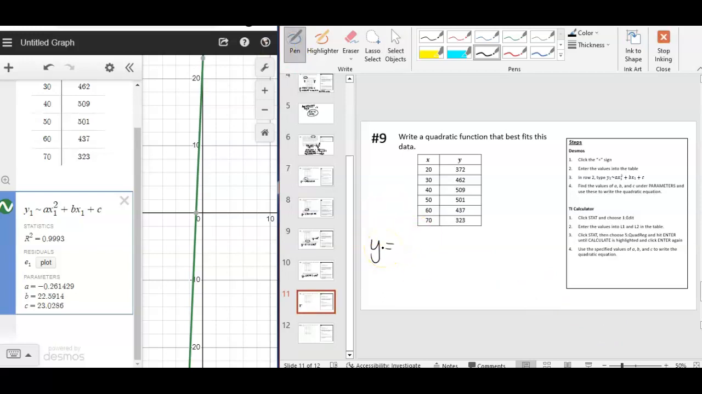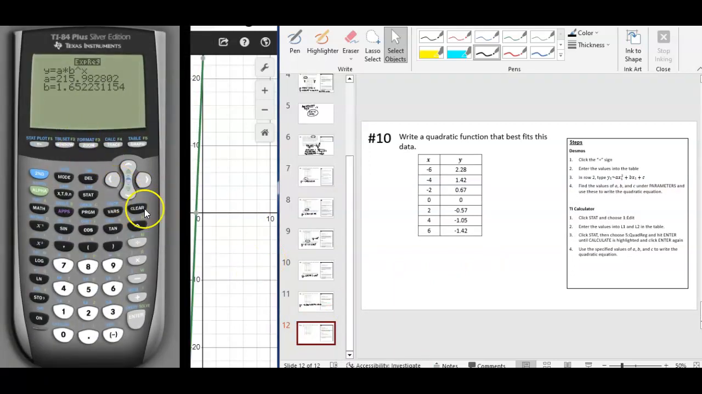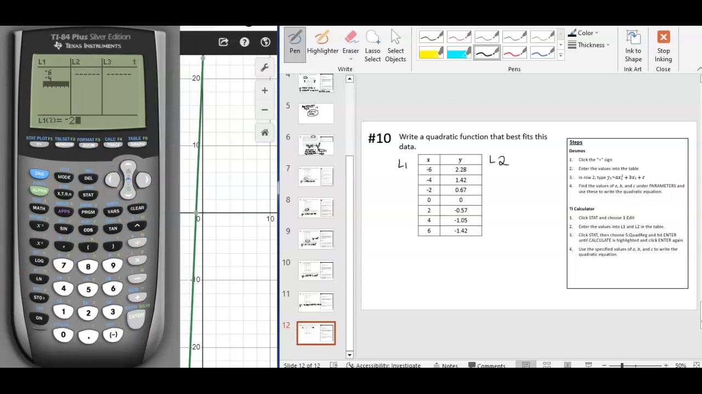So our equation is going to be y equals negative 0.26x squared plus 22.59x plus 23.03. Okay, and that's our quadratic function. Now in number 10, it wants us to once again write a quadratic function. This one I'm going to do on the TI. Our x values, remember, are going to go into L1 and our y values are going to go into L2. Remember, you go to Stat Edit and then go up and clear what is in L1 and go up and clear what is in L2. I'm going to pause the video as you go ahead and enter these values into your table.